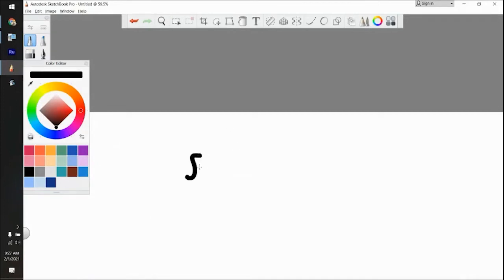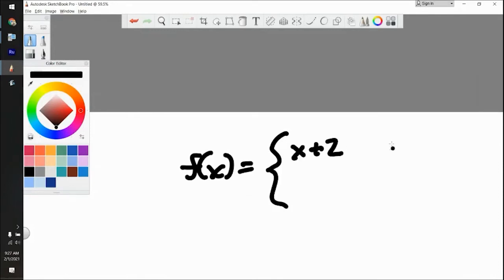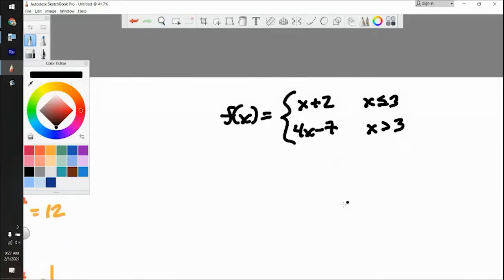All right, let's say that f of x is equal to x plus 2 if x is less than or equal to 3, and then 4x minus 7 if x is greater than 3. Okay, now what I want you to figure out is whether this is true or false. This is just a straight up true or false question.